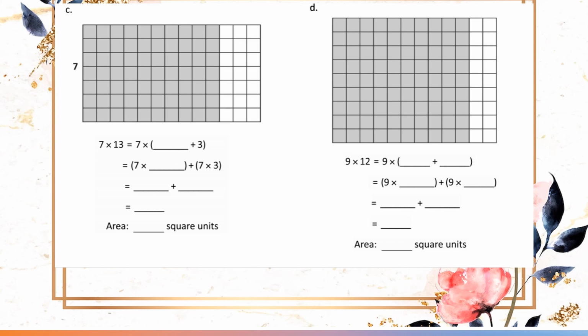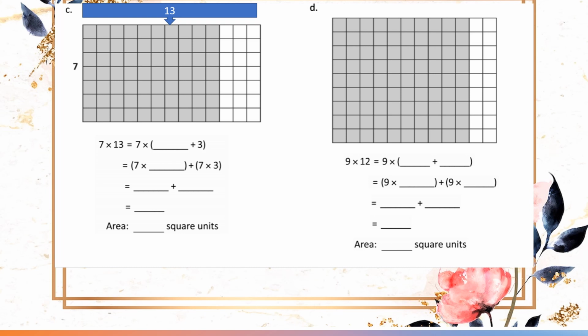Okay, let's take a look at letter C. Now, the length of this rectangle has already been provided. It's 7. And the width of this rectangle is 13. If you count all of those units across the top, it should be 13. So your area equation is 7 times 13.